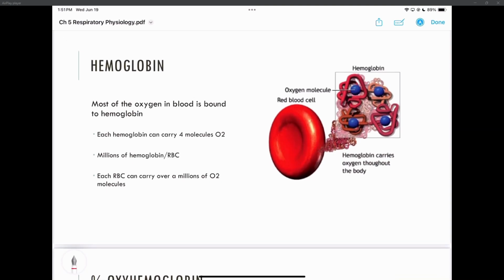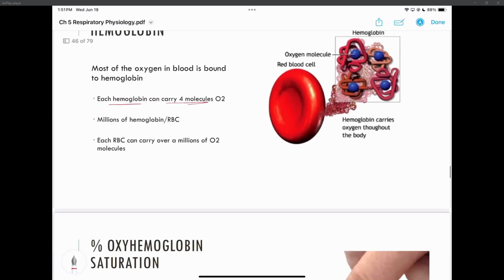Hemoglobin is the molecule that does it. They're in the red blood cells. Majority of all the oxygen that we breathe in that gets diffused into the blood, majority of it gets bound to hemoglobin. Each hemoglobin can carry 4 molecules of O2. Obviously, we have millions of hemoglobin per red blood cell. So therefore, each red blood cell can carry millions of O2 molecules to the body, wherever it's got to go.